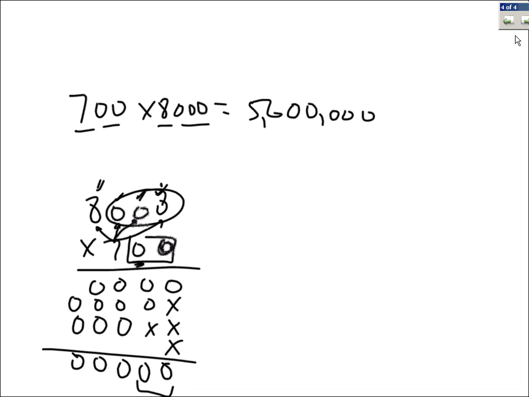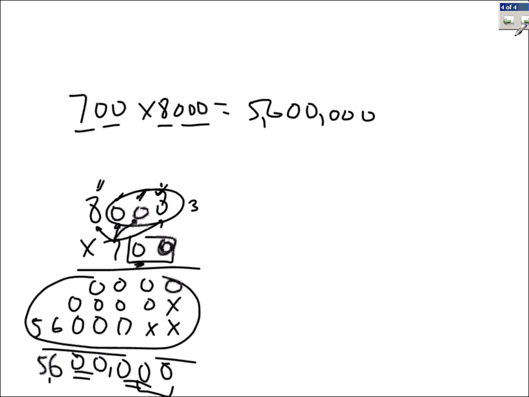Put it up here, I'm so sorry. Oh, I did put it, excuse me. And then the next number, 7 times 8, is 56. When you add these numbers, you get that: 5 zeros, 3 from the top, 2 from the bottom.